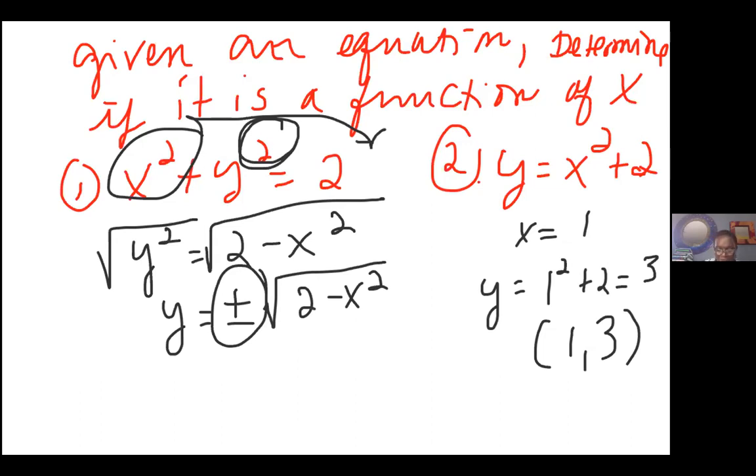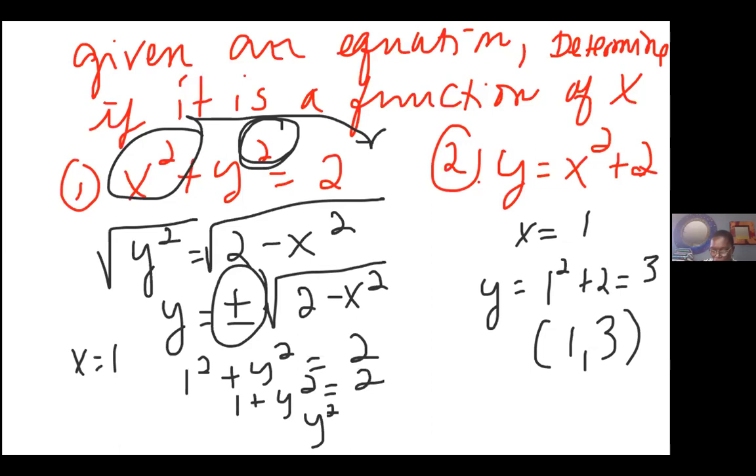Now let me go ahead and go to the first equation. If I plug in 1, guys, if x is equal to 1, I'm going to plug it into the first equation. I get 1 squared plus y squared is equal to 2. 1 plus y squared equals 2. So that would give me y squared is equal to 1 when I subtract 1 from both sides. Now I'm going to take the square root, guys. When you take the square root, what do you get? You get y equals plus or minus 1.